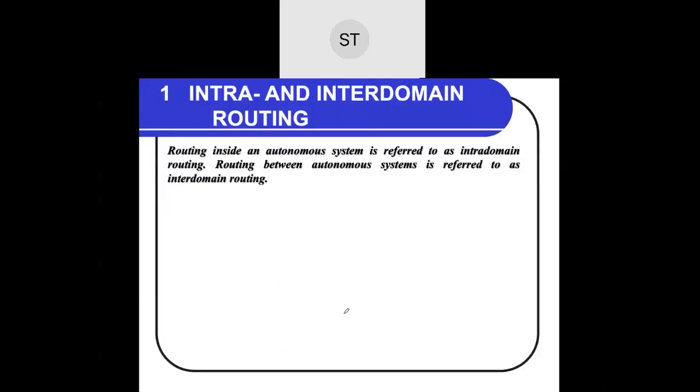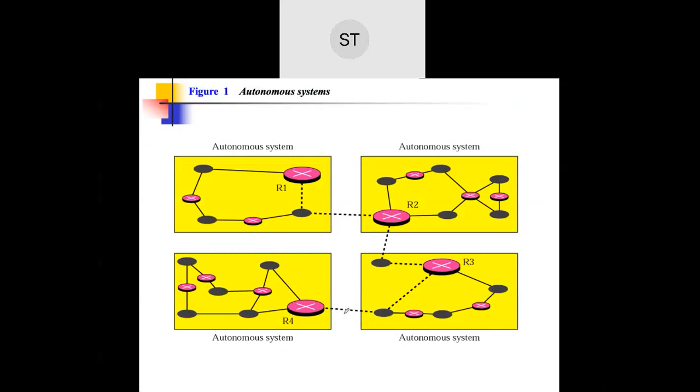Then we start with the different routing protocols: RIP, Routing Information Protocol, Open Shortest Path First, and Border Gateway Protocol. There are two types of routing. One is the autonomous system, where all routers are interconnected. When routing is within the autonomous system, it is called intra-domain routing. When routing is from autonomous system to autonomous system, it is called inter-domain routing.